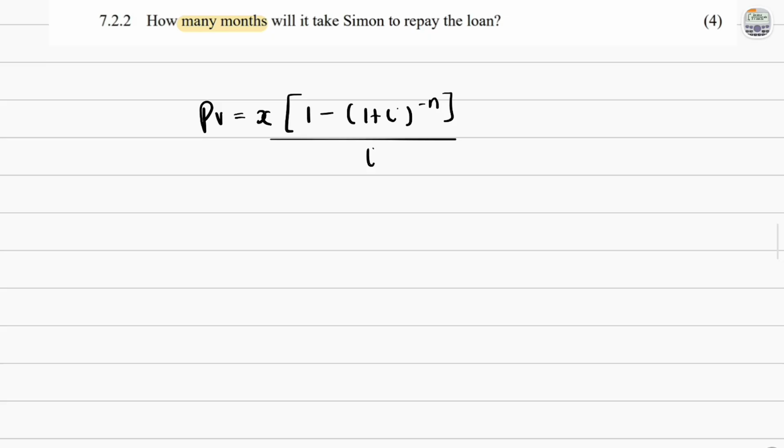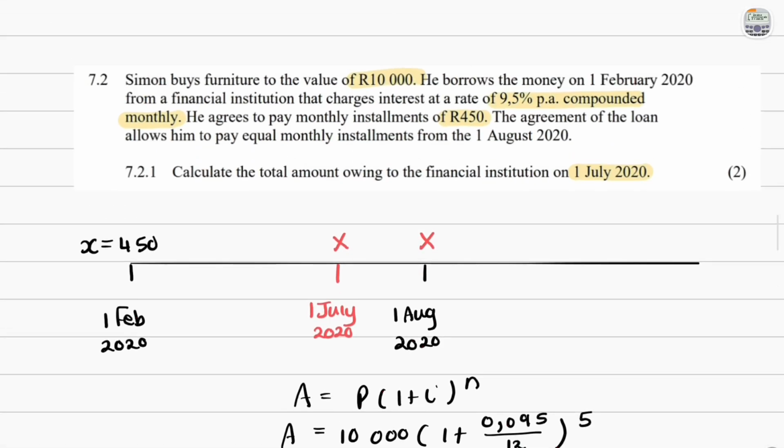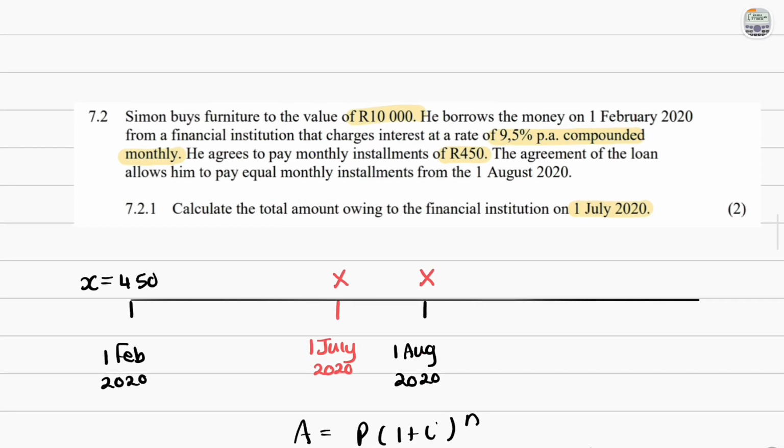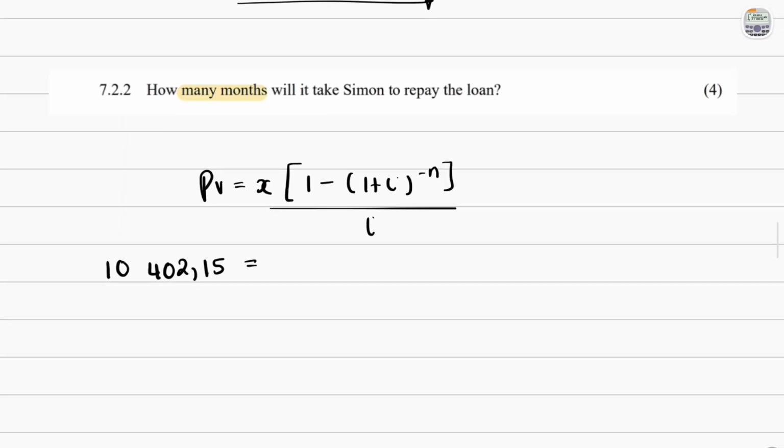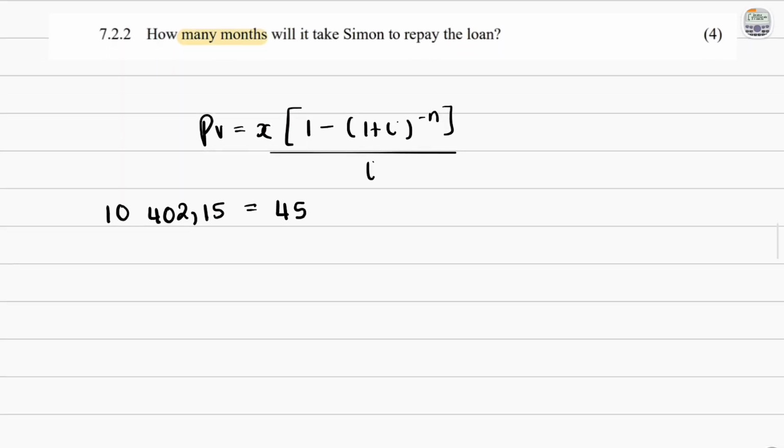And let's fill in our values. So he now owes 10,402.15 is equal to, and we know how much he's paying back every month. He's paying back 450 Rand per month. So we'll say 450 and then 1 minus 1 plus the interest, which is 0.095 over 12, raised to the power of, and that's what we're going to leave empty.